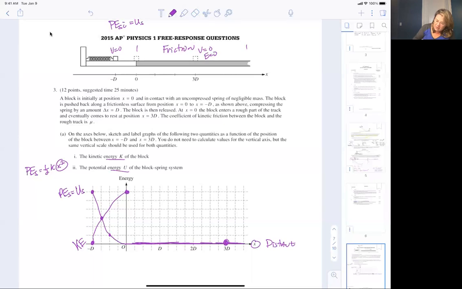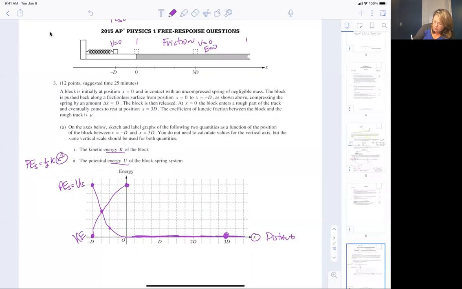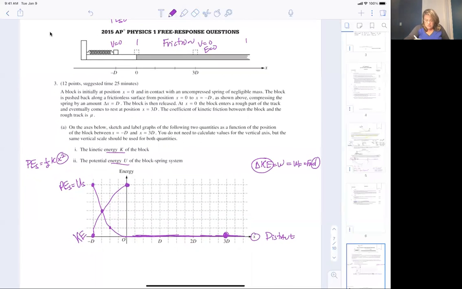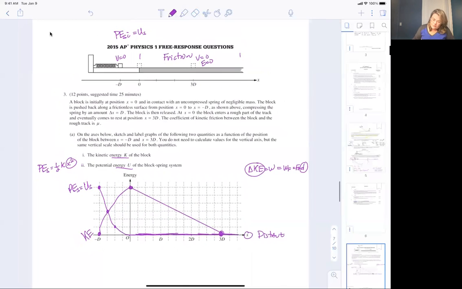Now the question is, is the energy linear or not? Well, the change in kinetic energy is equal to the work done by friction, which is equal to the force of friction times d. And so it is proportional to distance. There's no square, there's no square root. So we are going to draw a straight line down. Okay, there you go.